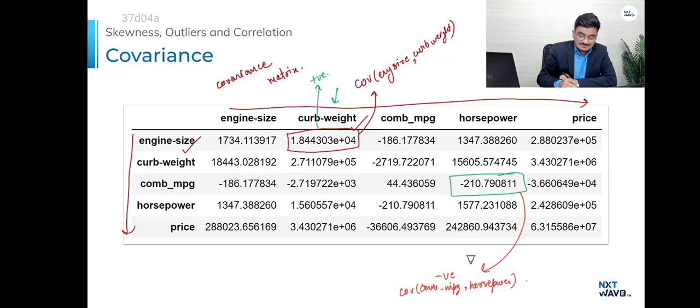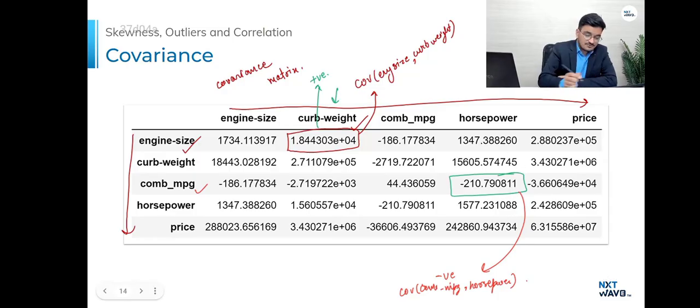So what does this mean? There is a negative relationship between these two features in our data, which means if we increase the horsepower of our automobile, the mileage is getting reduced. That makes sense, right? If we purchase a car with higher power, they would have low mileage, right?